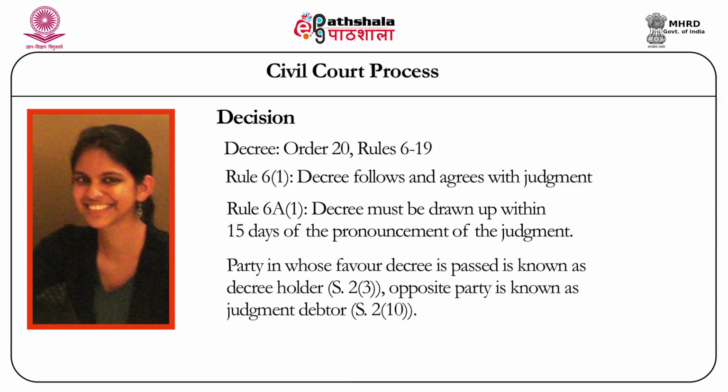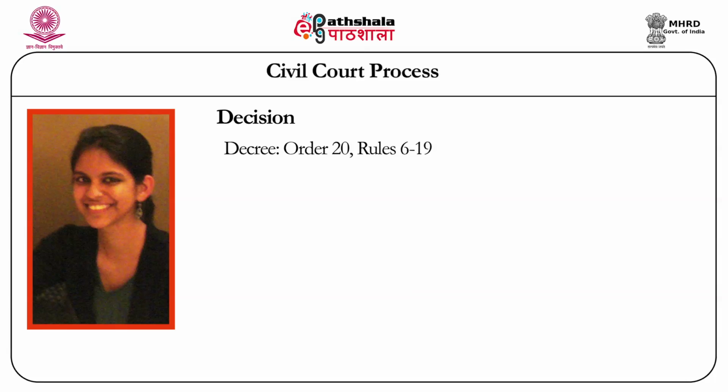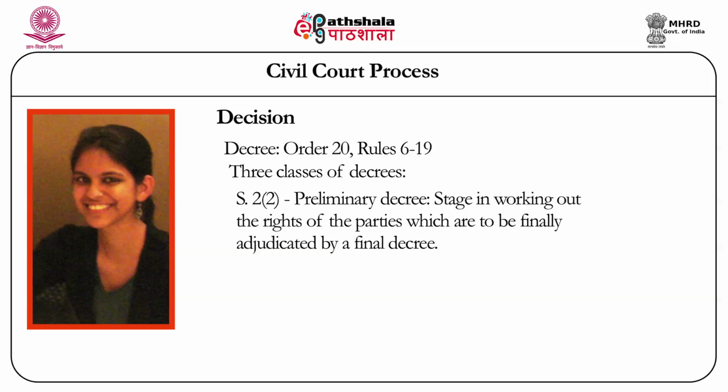The party in whose favor a decree is passed is known as a decree holder, and the opposite party is known as the judgment debtor. Further, every decree is appealable unless otherwise expressly provided. Decrees can be of 3 classes. 1. Preliminary. In this decree, the adjudication does not completely dispose of the suit. In other words, the decree is only a stage in working out the rights of the parties which are to be finally adjudicated by a final decree.